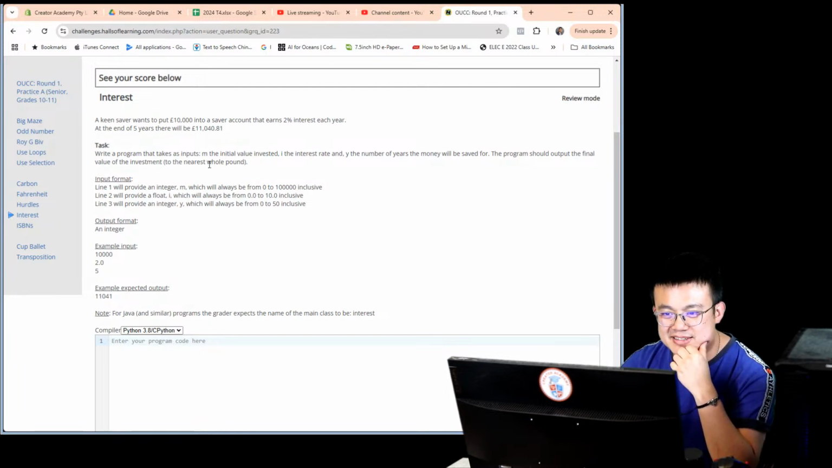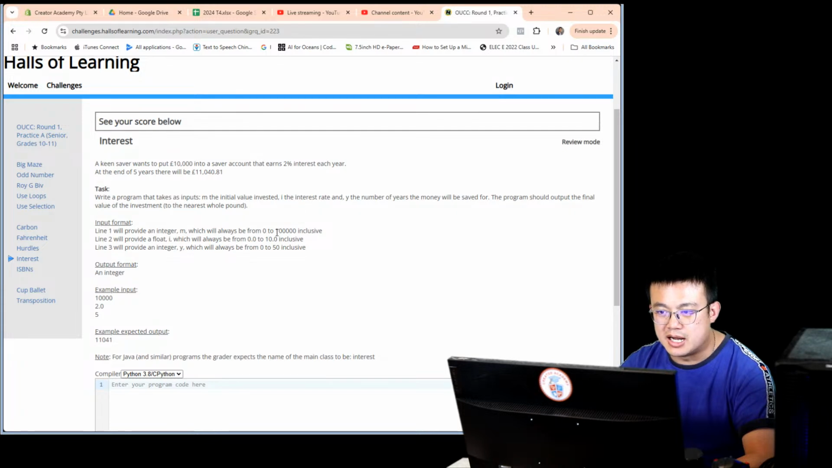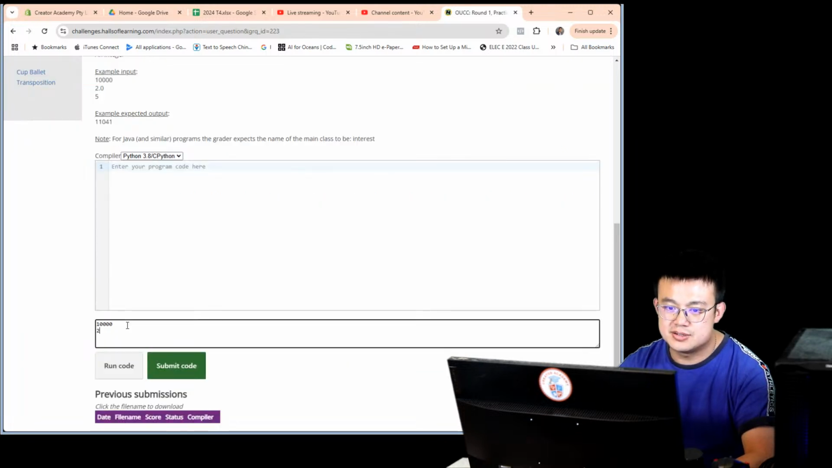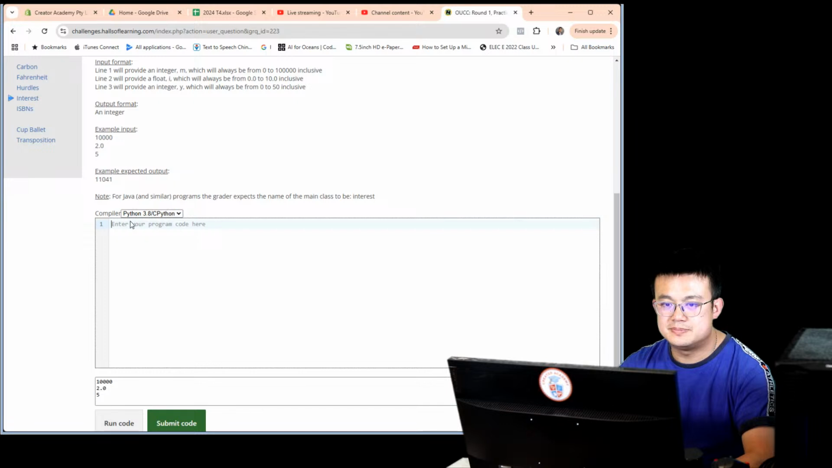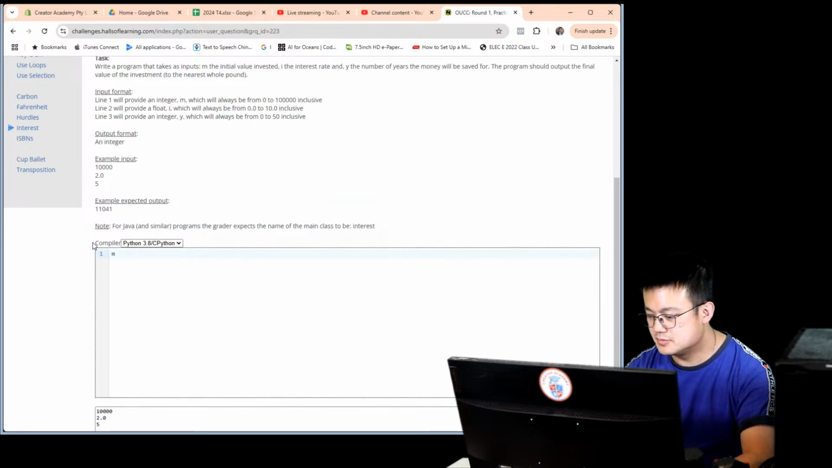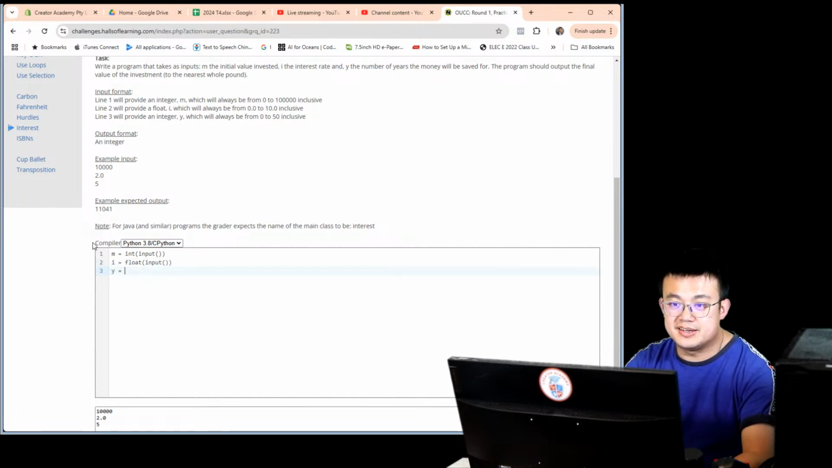So it takes as an input M, then I, then Y. So 10,000, 2, 5. M equals integer of input. I is equal to a float of input because it's a decimal, and Y is the number of years.